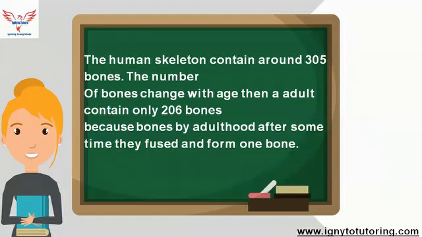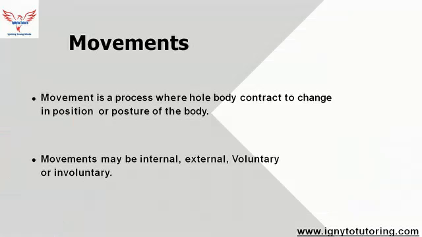The human skeleton contains around 305 bones. The number of bones changes with age, and an adult contains only 206 bones because by adulthood, after some time, bones fuse and form one bone. So this is the simplest and the best answer to the question. Now let's learn what movements are.